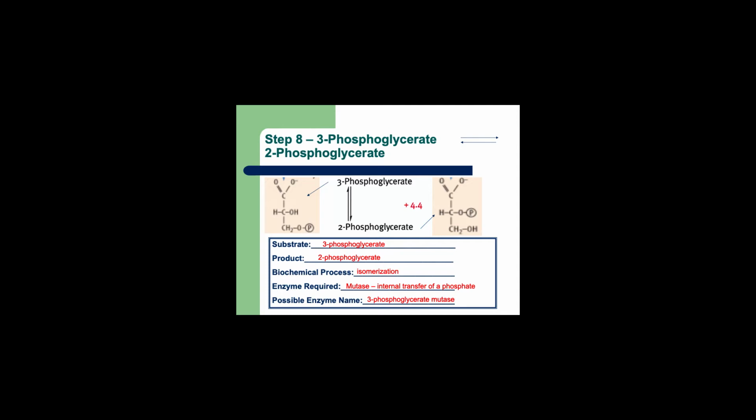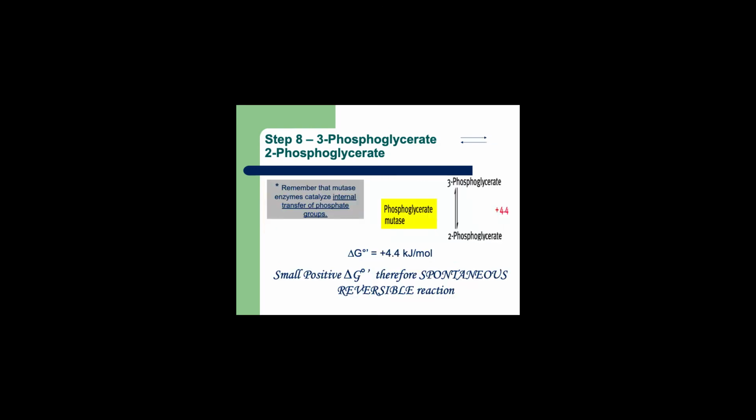So the substrate is 3-phosphoglycerate. The product is 2-phosphoglycerate. They are isomers of each other, so it's merely an isomerization reaction. The enzyme required here is a mutase. Most of the time we would think it would be an isomerase, but it's actually a mutase because we're having an internal transfer of a phosphate group. So a mutase does the internal transfer of a phosphate. So the possible enzyme name is 3-phosphoglycerate mutase.